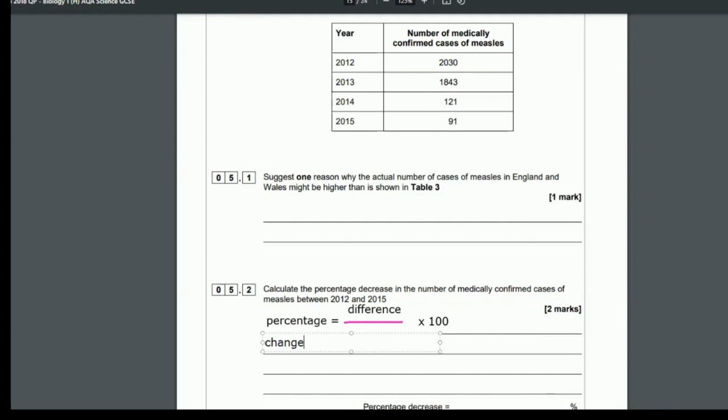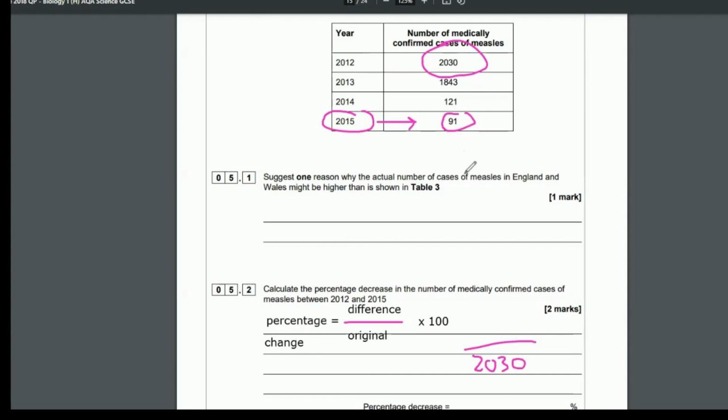Percentage change is the same as saying percentage increase or decrease. They might ask you what's the percentage increase, or what's the percentage decrease. Here they've said percentage decrease, but that is the same as saying percentage change. So we do the difference over the original. In 2012 the original number was 2030, so that goes at the bottom of my equation. And in 2015 we had 91.